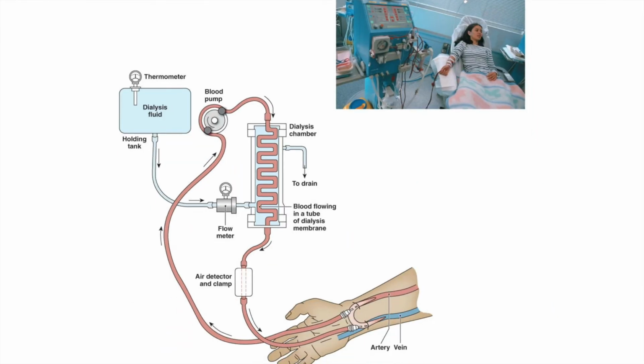And here is someone actually undergoing dialysis. They hook up tubes, one to an artery and one to a vein in your arm. And so it pulls the blood from the artery and moves it through this dialysis chamber where it goes through that dialysis fluid, and the wastes move out of the blood, and then it's returned to the body nice and clean.